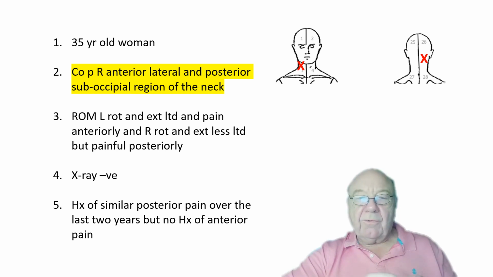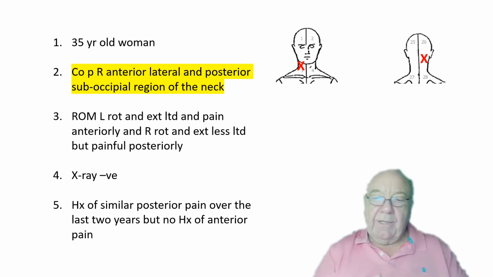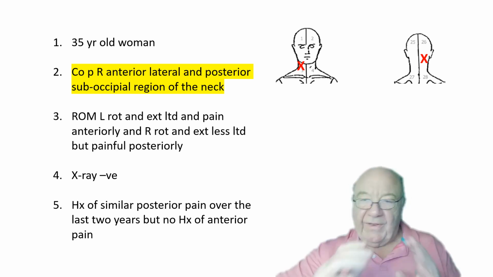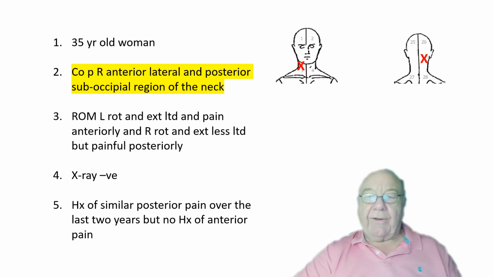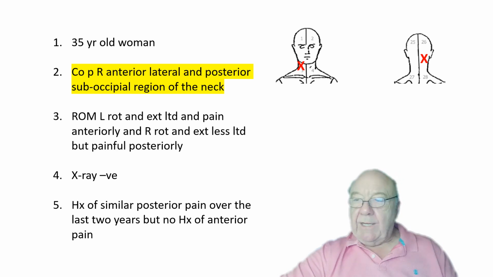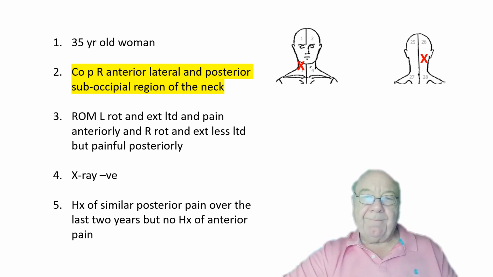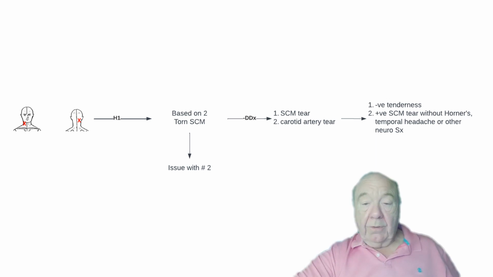Range of motion loss was left rotation extension limited and painful anteriorly, and right rotation extension loss with pain posteriorly. Negative X-ray, history of similar pain over the last 2 years, but not of the anterior pain. So the thing that bothers me about this is the anterolateral pain. Now this could be a torn sternomastoid, or it could actually be damage to the carotid artery. I'm going to ignore the posterior pain, concentrate on the anterior pain because that's what's unusual and more worrying.